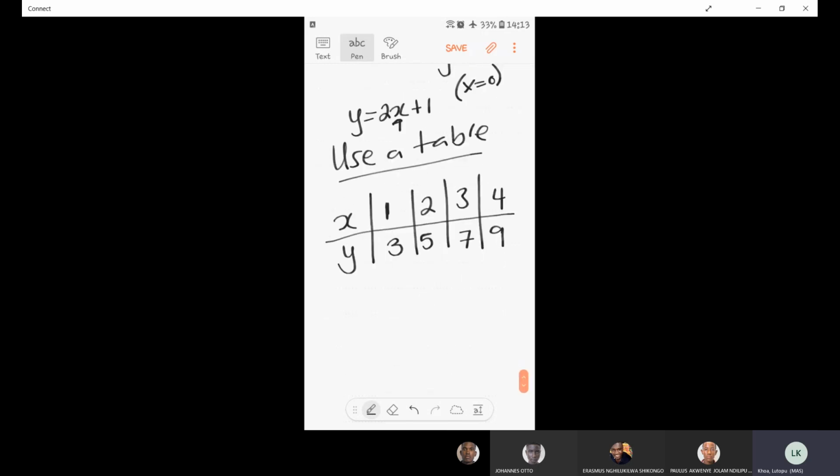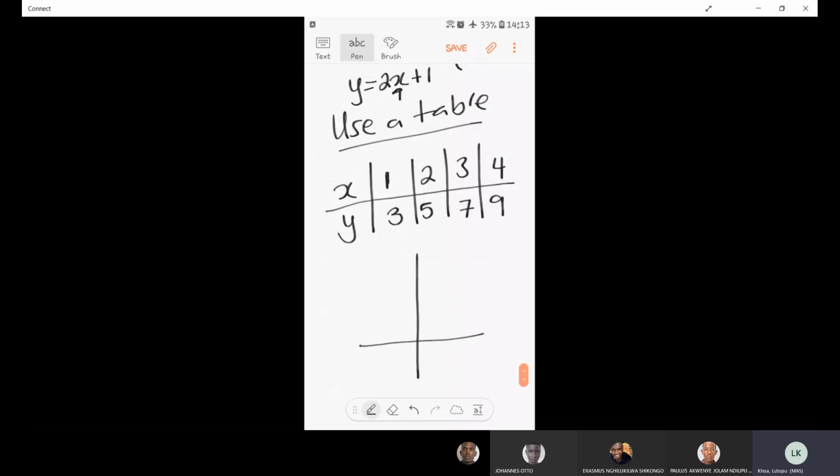Then you go to your graph and then you plot all these points and then connect them. So you have 1, 3, it's here, 2, 5, maybe it's somewhere there, 3, 7 there, and then you connect them with a ruler, and then that is your line. Then you label it y is equal to 2x plus 1, but I'm sure you know how to do that.